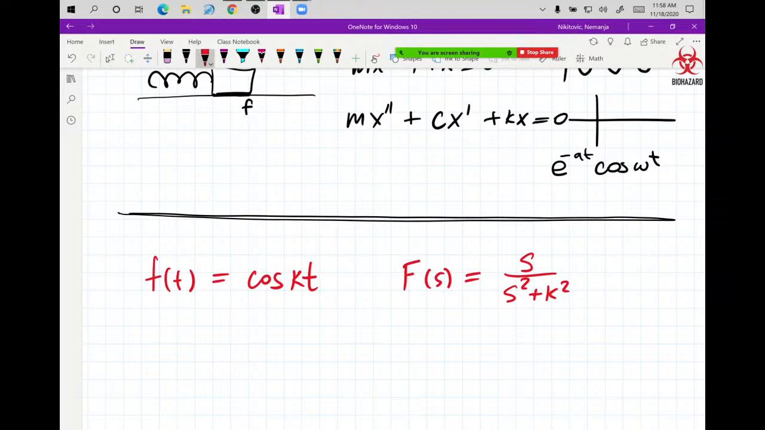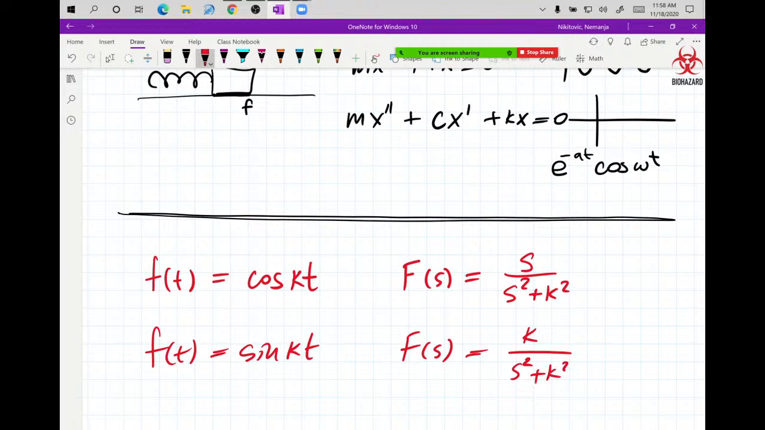There is no calculation that you need to do here, guys. Your s is your new variable, technically replaces t, and the k is given in your problem. You just square that number and put it there. So if this is cosine 10t, you're just going to have s over s squared plus 100. So you literally just plug in the value and you are done. If your function is sine kt, then f of s is equal to k over s squared plus k squared. So that's our next part.